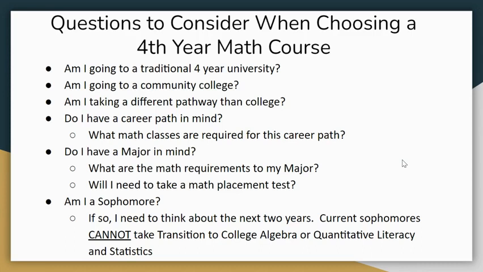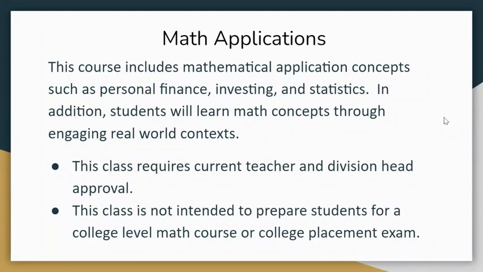If you are a sophomore, you need to think about the next 2 years. Current sophomores cannot take our Transition to College Algebra or Quantitative Literacy and Statistics courses.